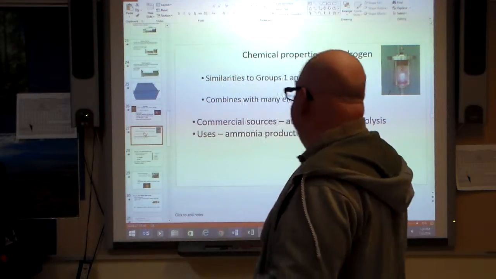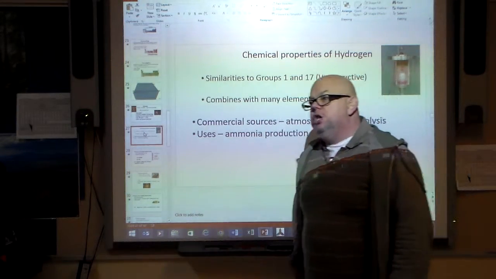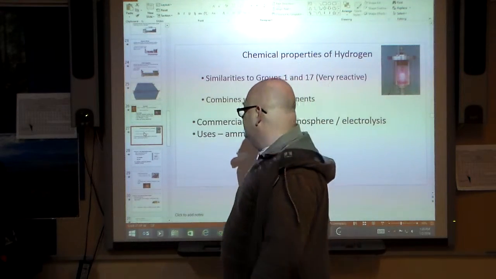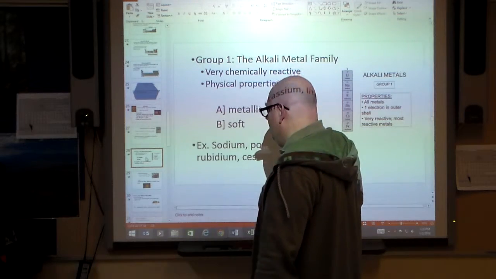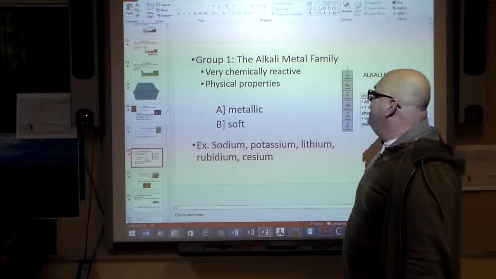Uses, well, we use hydrogen in ammonia production. Ammonia is NH3. We can use that for many, many things. Okay, I'll move on. I'm going to talk to you guys about group 1 alkali metals.